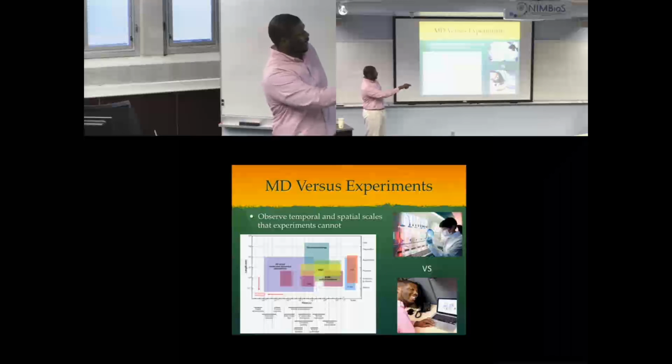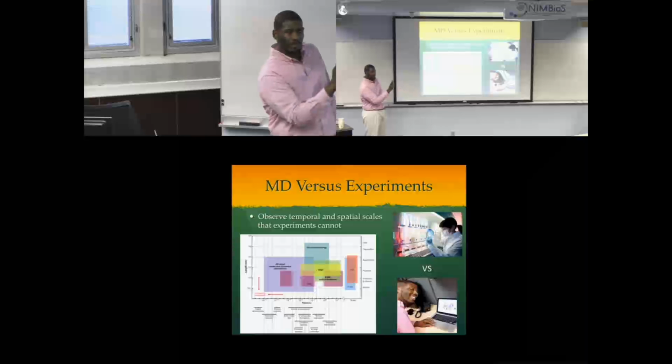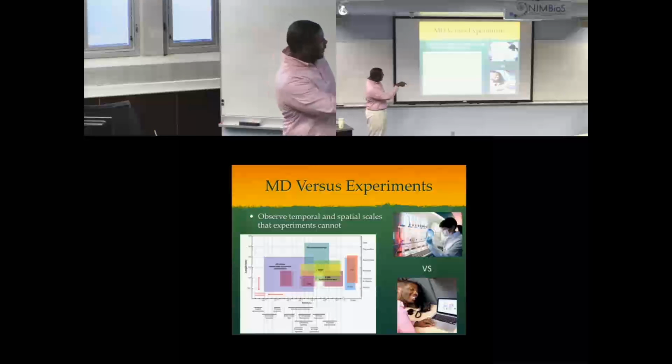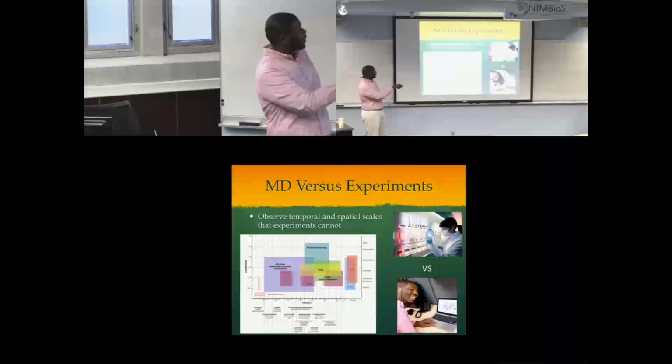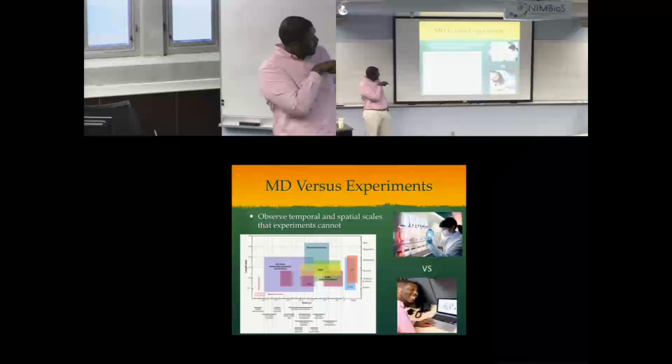So over here, X-ray is static. It can only see things in still pictures, but it can get down to maybe the angstrom level or nanometer level. But simulation, that's the best you can do. Simulation gets all the way down. It can see things that are happening at the angstrom level.